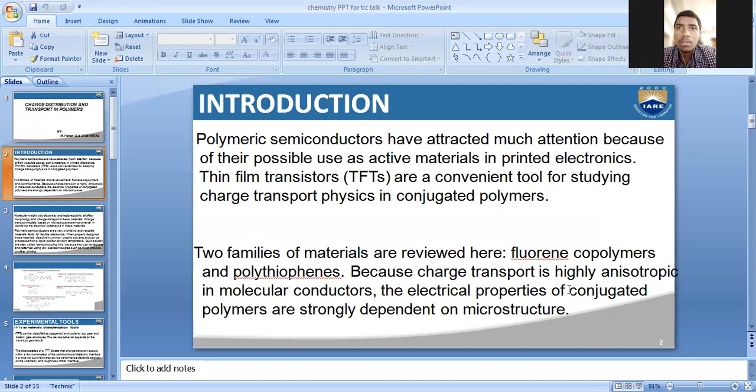Because charge transport is highly anisotropic in molecular conductors, the electrical properties of conjugated polymers are strongly dependent on microstructure. Here, the polymers are divided into two types, called fluorene copolymers and polythiophenes. From here, we will move to the next slide to learn more about our topic.